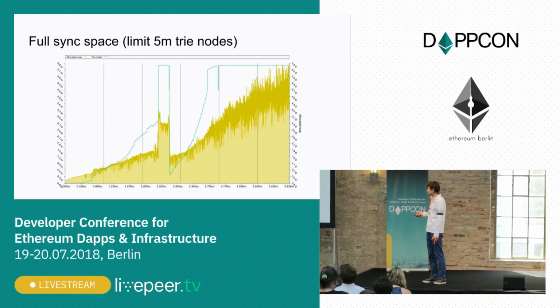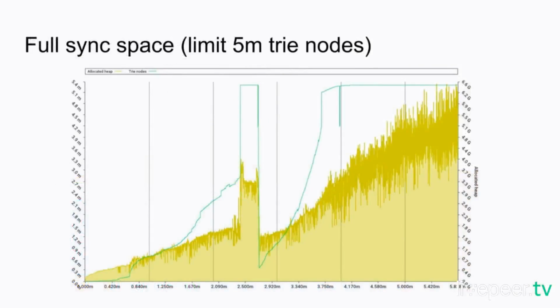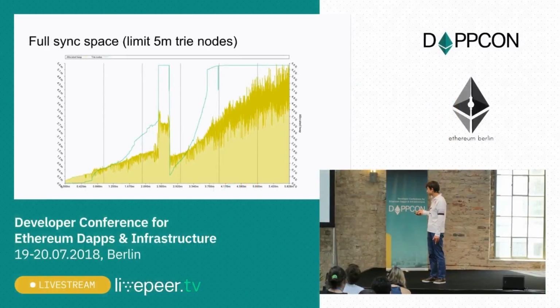Anyway, now this is how the memory did at that time. You can see this is where the limit of 5 million started to kick in. But you can see there's still something going on. I need to look at it further. But yeah, the memory didn't go up more than 6 gigabytes.